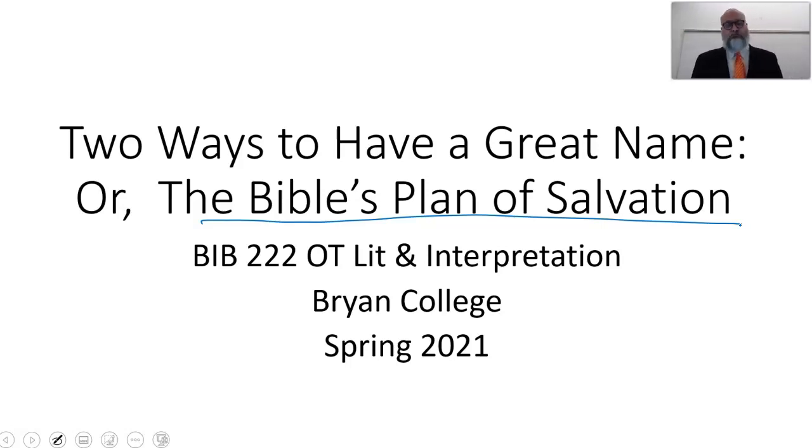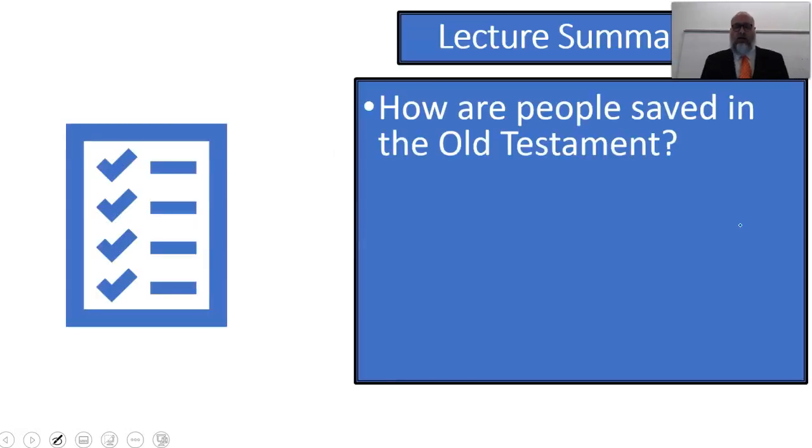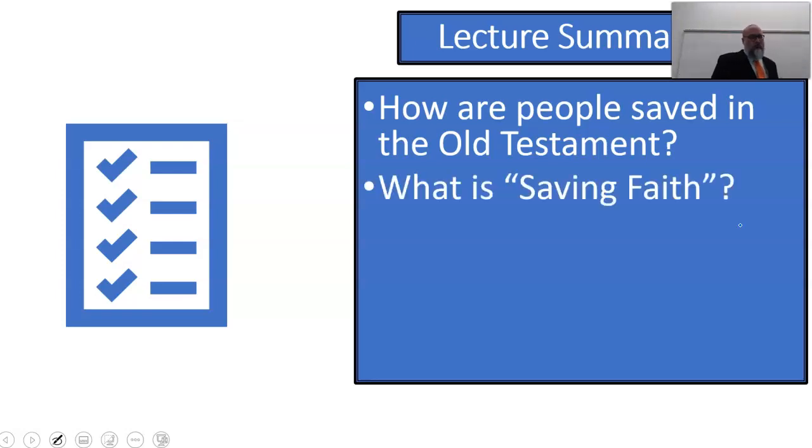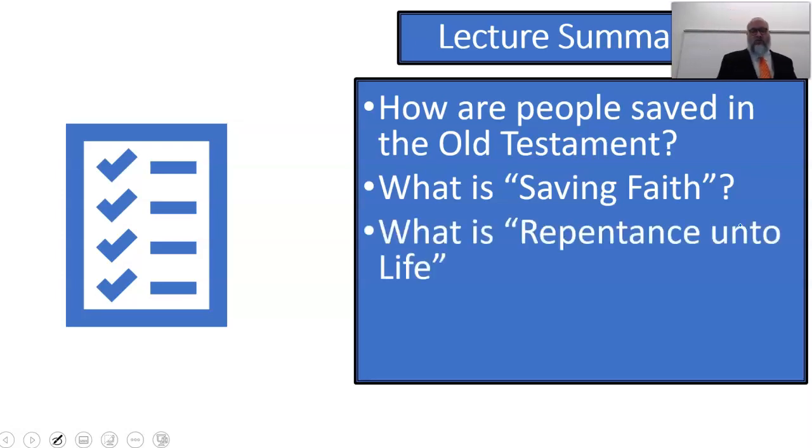And so today, two ways to have a great name according to the Bible, or the Bible's plan of salvation. What we're going to look at is this question: how are people saved in the Old Testament? We've looked at the stories, we've looked at the details, but how is it that people are saved in the Old Testament? And when we look at the whole Bible and ask, what exactly is saving faith? When it says Abraham believed God and it was credited to him as righteousness, what is that? What is saving faith? What is repentance unto life?